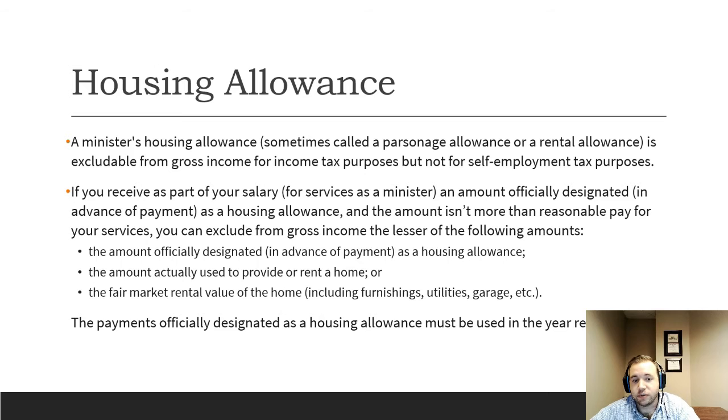So these payments officially designated as a housing allowance must be used in the year received. I'm cutting off received, but that's received. You can trust me. So it'll end up being the lesser of one of those three. And so you've got to make sure that they're keeping up with their expenses. You have good records of what you're designating as the housing allowance, and check up on the appraisals on the house to make sure that you are not messing this up.